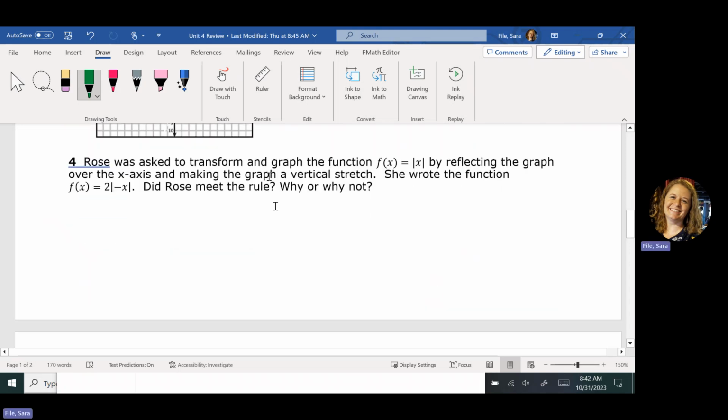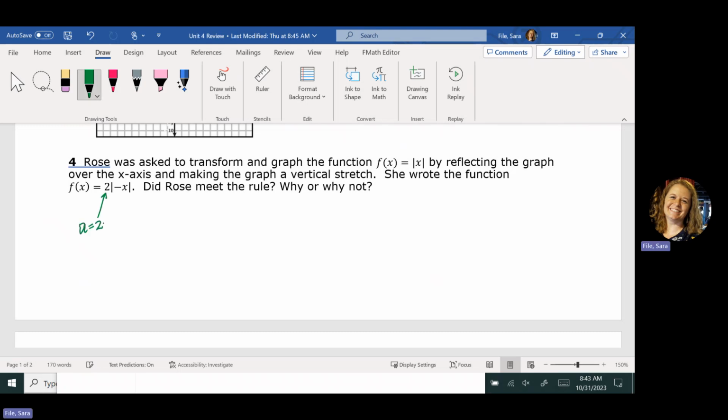All right, number 4. It says Rose was asked to transform the graph of the function f of x equals the absolute value of x by reflecting the graph over the x-axis, making the graph a vertical stretch. She wrote the function 2 times the absolute value of -x. Did Rose meet the rule? Why or why not?